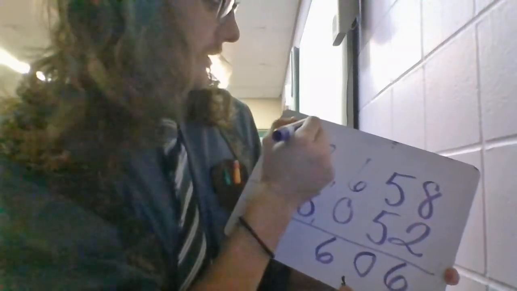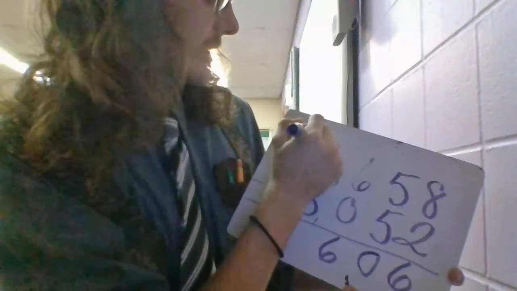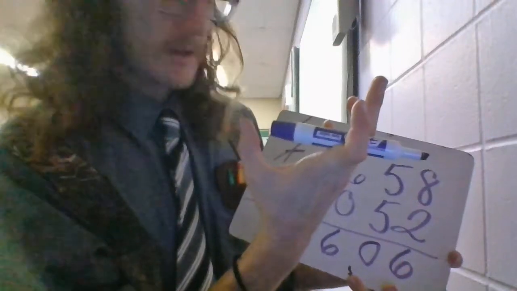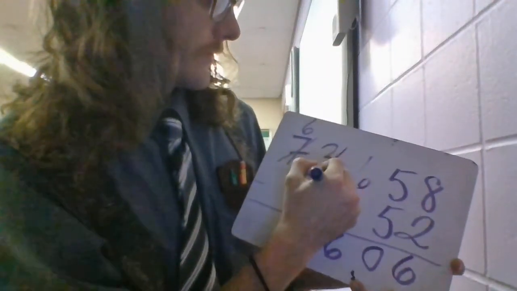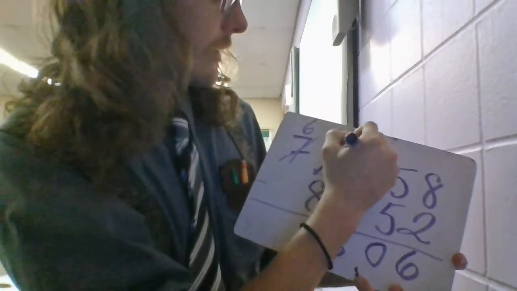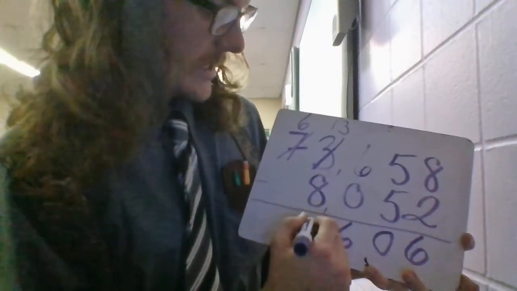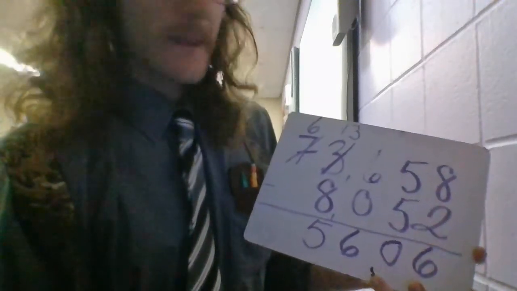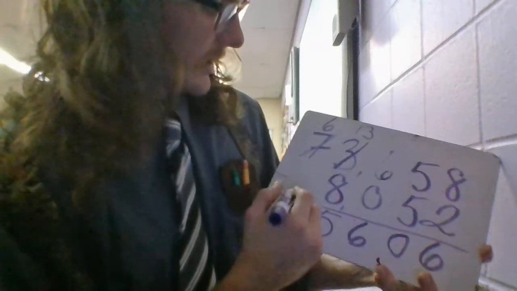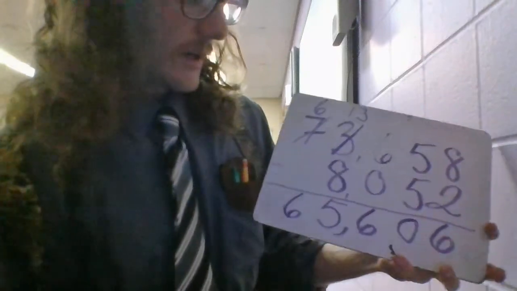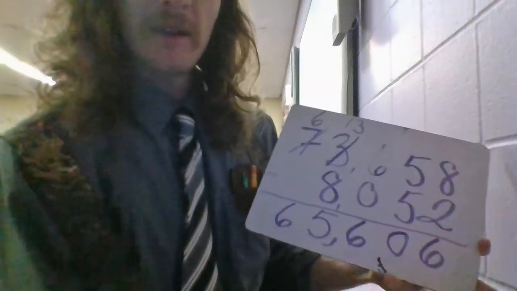10,000s from this 10,000, which would leave us with 6 10,000s. And we take those 10 1,000 pieces and we put them into the thousands place. So instead of 3, we would have 13. 13 minus 8 is 5. And 6 minus nothing is 6. So our answer is 65,606.